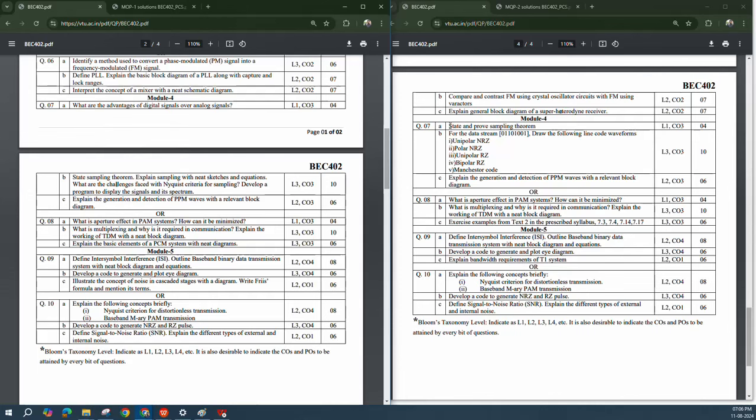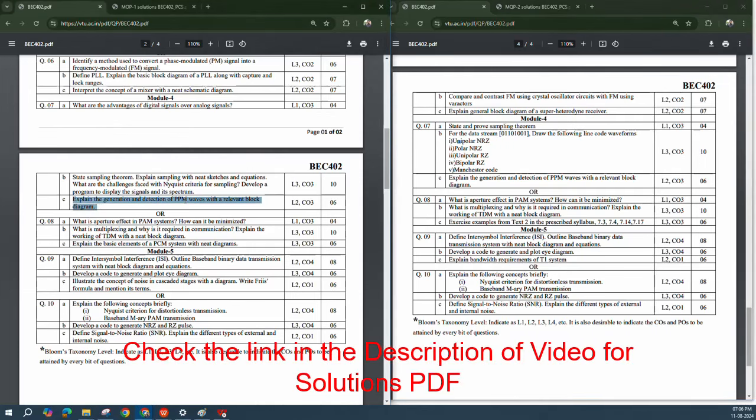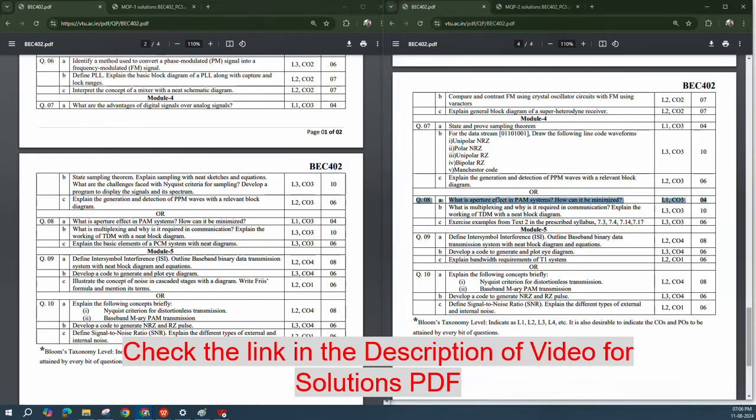Here also you can see the very first question is state and prove the sampling theorem. And here this question is also repeatedly asked. The data stream will be given and you need to write the unipolar NRZ, polar NRZ, unipolar RZ. These kinds of questions will be repeatedly asked in exams. Explain generation and detection of PPM signals is asked here. And what is the aperture effect in PAM signals, how can it be minimized, is asked here. Here also aperture effect in PAM signals and how it can be minimized. I think this is repeated.